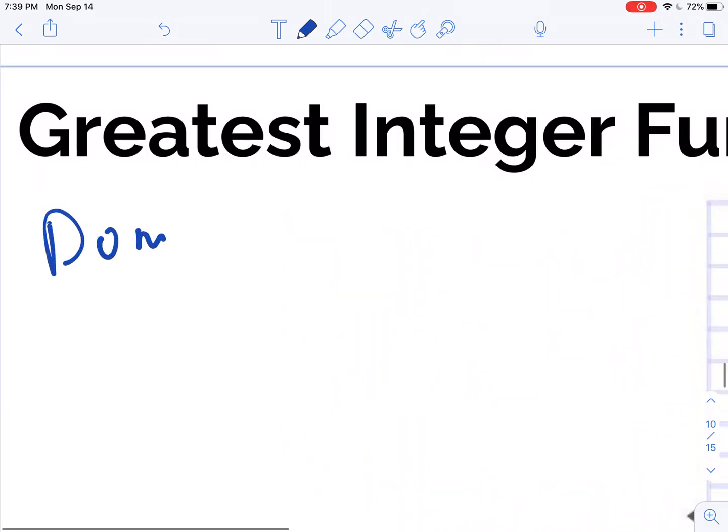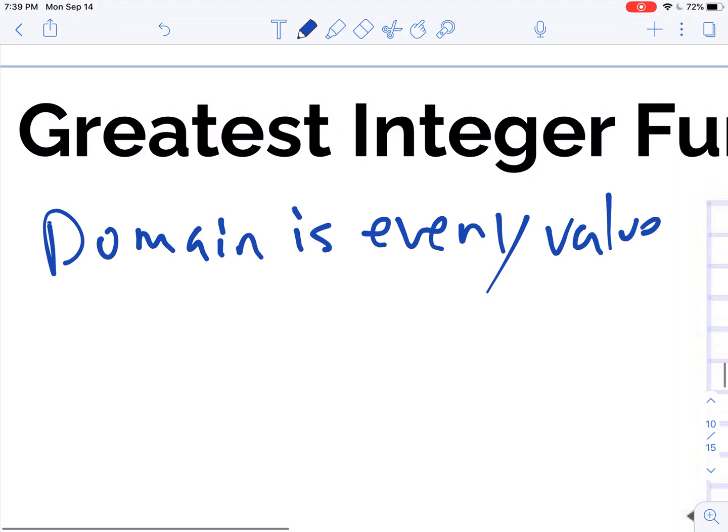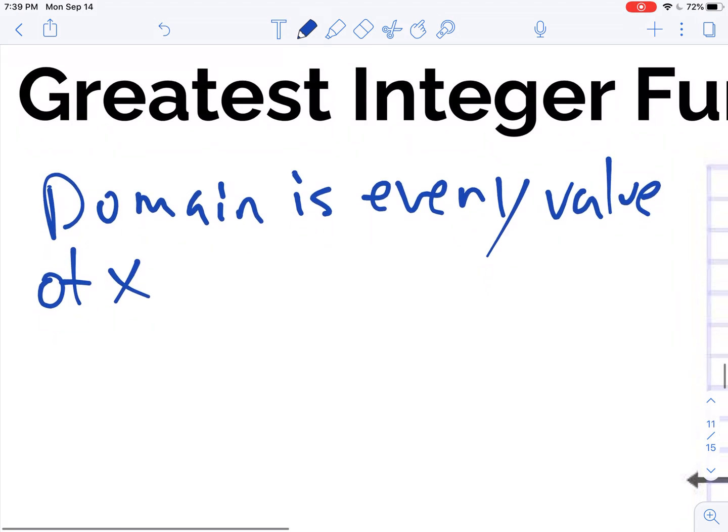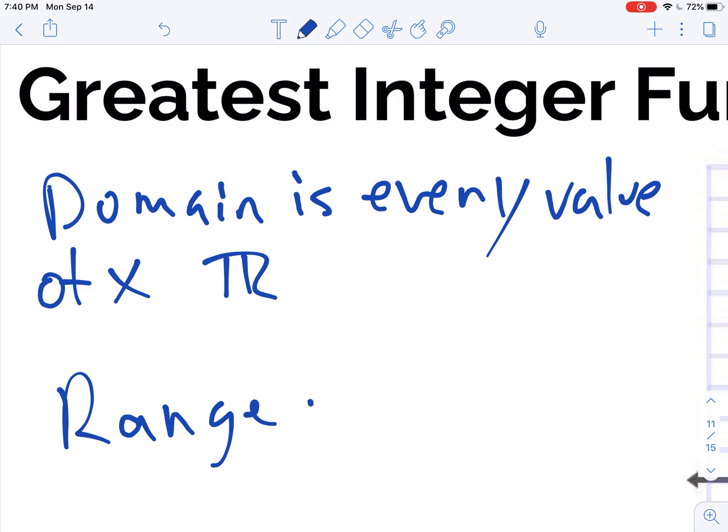Domain is every value of x, so it's all real numbers. The domain actually is straightforward. Sorry, the range is what's weird. The range is all integer values of y.